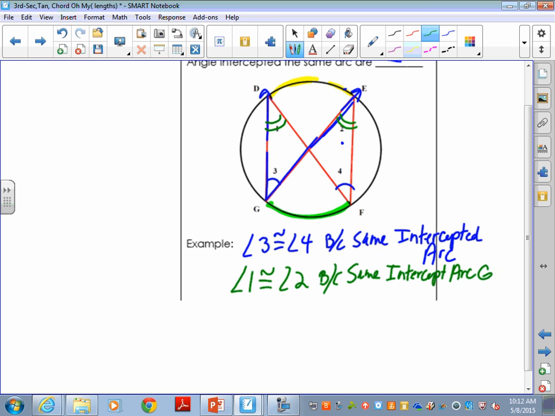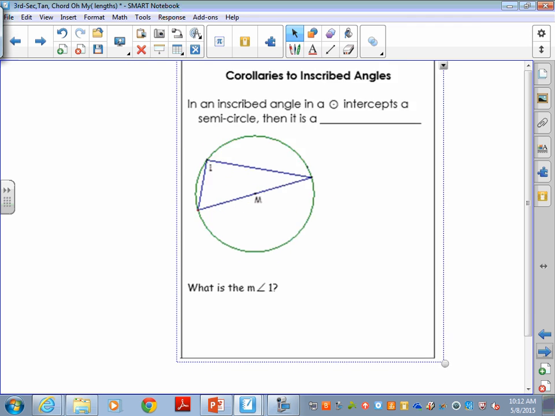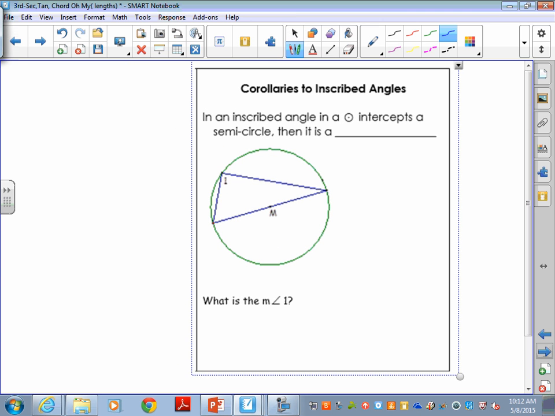Which was GF. Okay. So if they have the same intercepted arc, the angles are going to be congruent. All right, so that's the same relationship. That's the correlate to the inscribed angle theorem. Now, same type of thing. We're going to use what we know about inscribed angles.